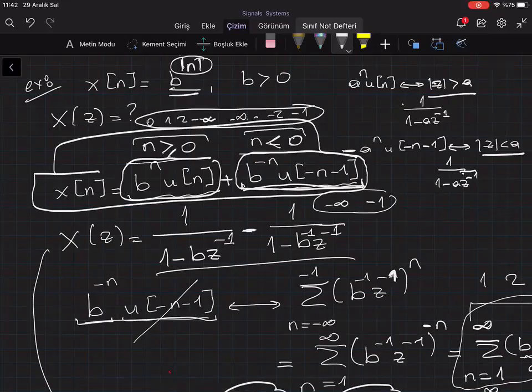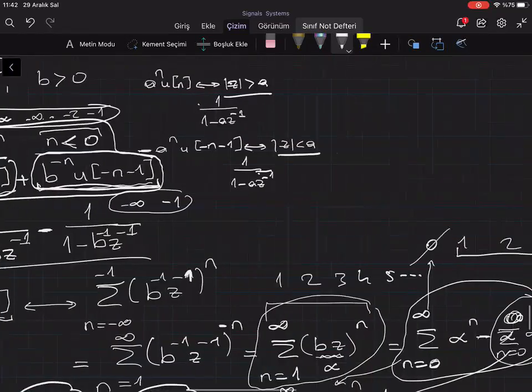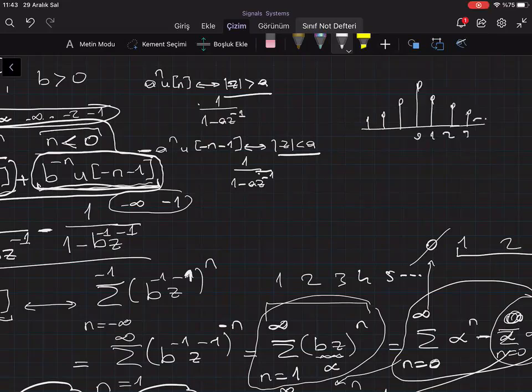What kind of a signal is this? For example, like this: 0, 1, 2, 3, and so on, -1, -2, -3, and so on. This is a discrete signal. So there is nothing between here. Okay? Okay. Thank you, hocam. I got it.